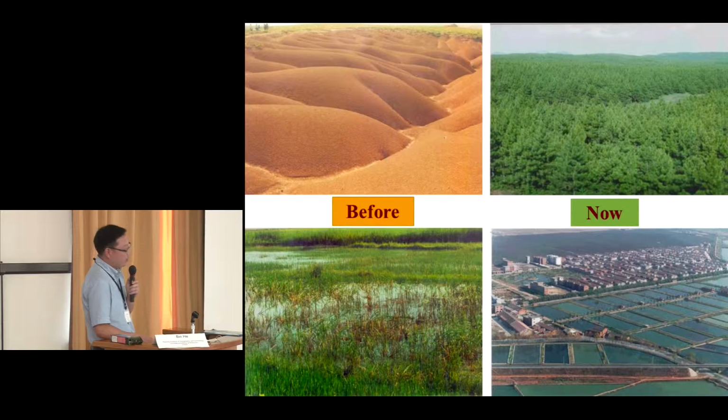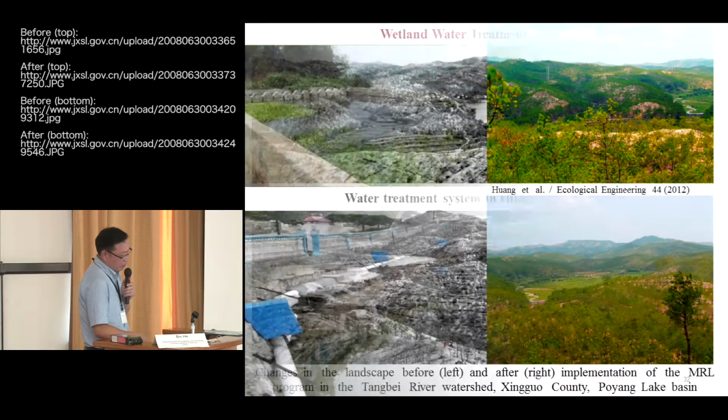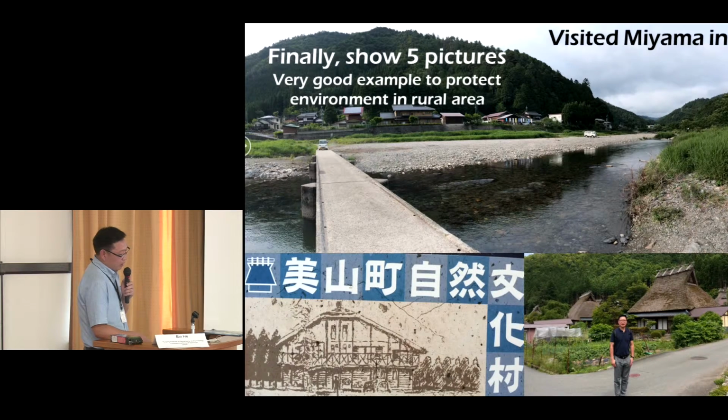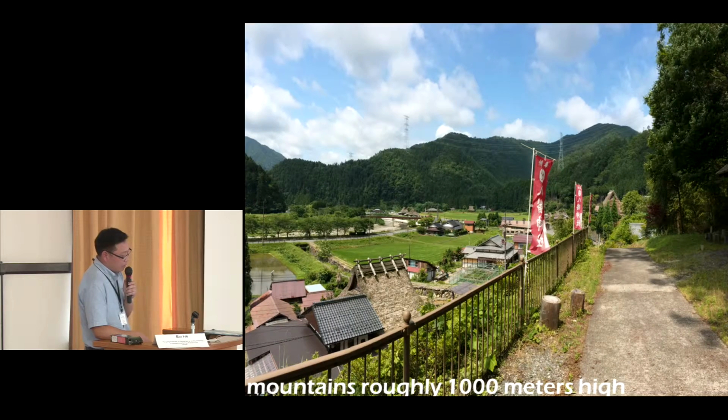So from data to forecast, we have put in many efforts to change the nature, and we can also build many water treatment systems. And finally, I want to show 5 pictures as a good example of protecting the environment in a rural area. Actually, I visited this year the Miyama village in Japan, in Kyoto prefecture, around 1 hour from here. I think it's a very good example to protect the rural area.